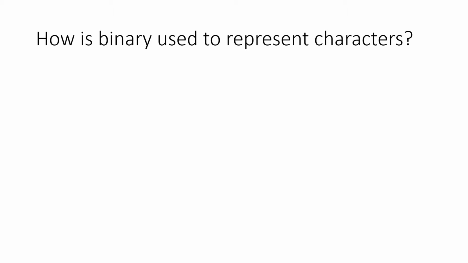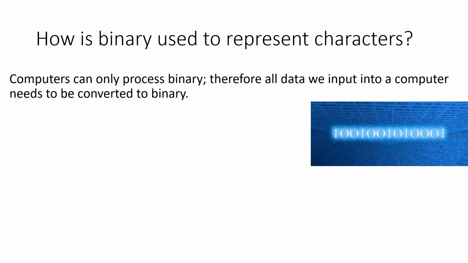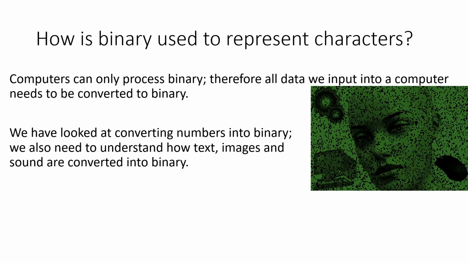Well, we know that the human world, the analog world, can't be processed by computers. They have to turn it into digital. And computers use binary to do that. Remember, everything boils down to ones and zeros. Everything boils down to a high voltage or low voltage circuit. We've talked about numbers, but it's not just numbers out there. There's text, there's images, there's sounds. They have to be converted into binary too.